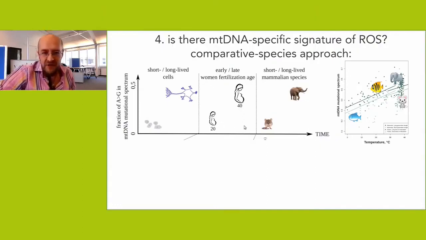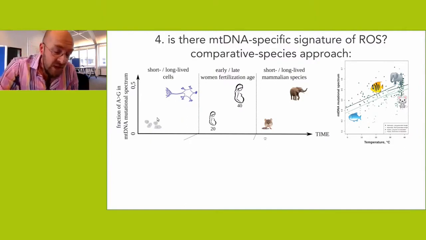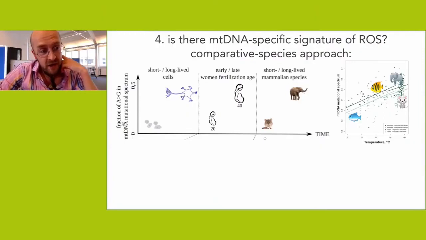After that, we decided to extend the logic even more and go to different cells, because cells can be short-lived, like colon epithelium, and they can be long-lived, like skeletal muscle or neurons. If the mutation spectrum which we observe at the level of different species, organisms, and populations is universal, maybe we will see the same pattern. We analyzed the biggest cancer dataset and confirmed that the probability of A to G substitution is increasing in long-lived tissues, like neurons.